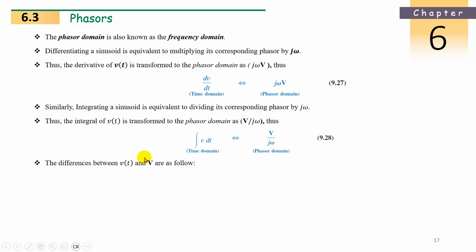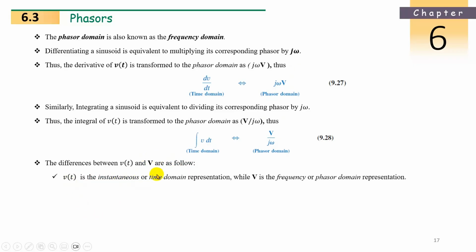The difference between v of t and V is as follows. What is v of t? It is instantaneous. And what is V? It is a constant. First, v of t is instantaneous or time domain, because it has cos omega t. Omega t means time domain. While V is the frequency or phasor domain. V is having only phase angle, no time. So it is a frequency or phasor domain.